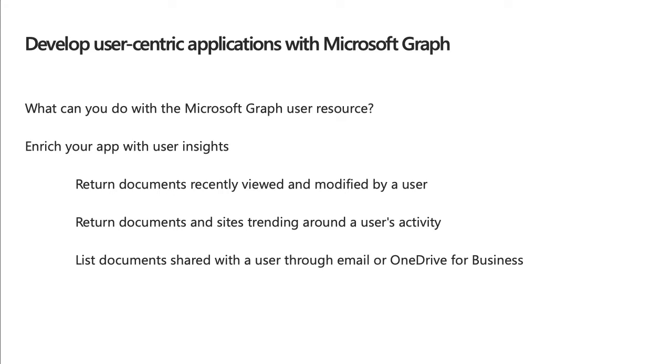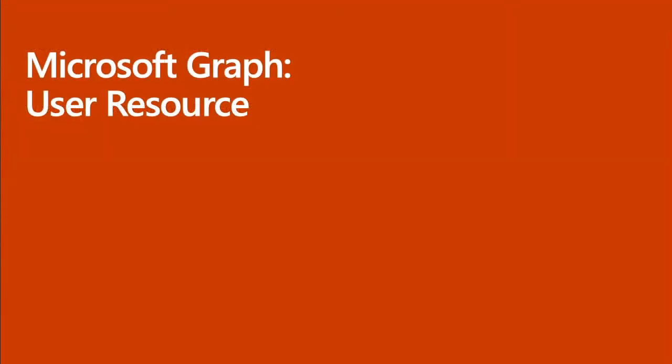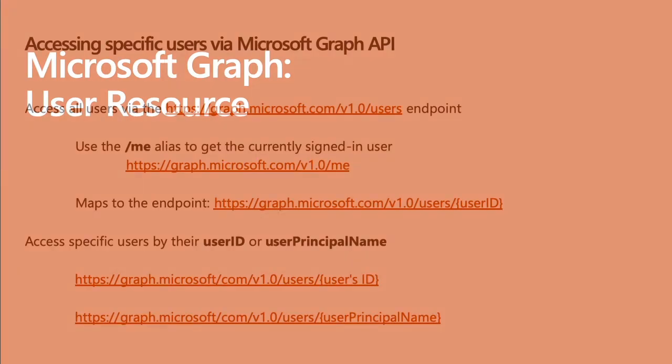You can use Microsoft Graph to return documents recently viewed and modified by a user, return documents and sites trending around a user's activity, list documents shared with a user through email or OneDrive for Business, as well. Now, let's explore the Microsoft Graph user resource endpoint.